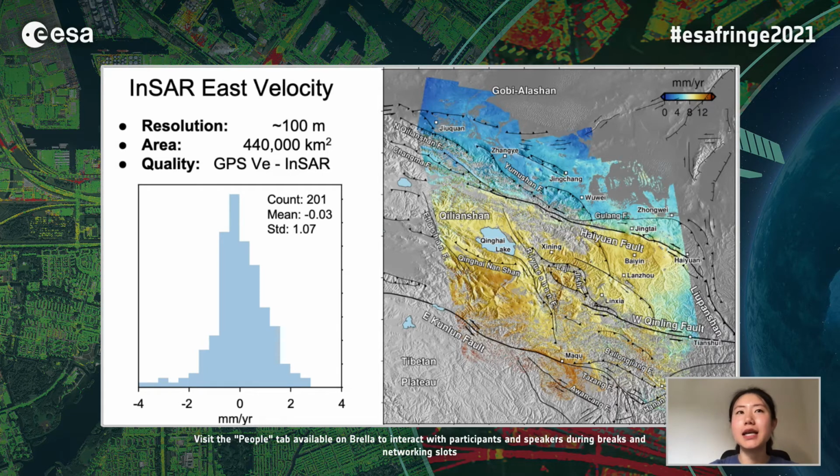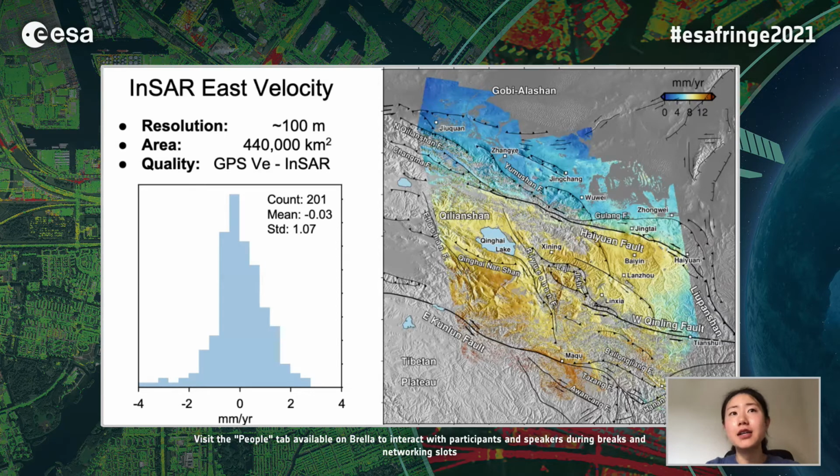And in terms of quality, we compare the InSAR velocity with the 201 GPS east velocities in the data coverage. And on average, the difference averages to near zero and has a standard deviation of about 1 millimeter per year, which is the combined uncertainty from both InSAR and GPS. So this is testifying to the good quality of the InSAR velocity field.